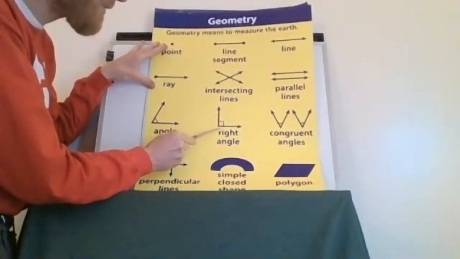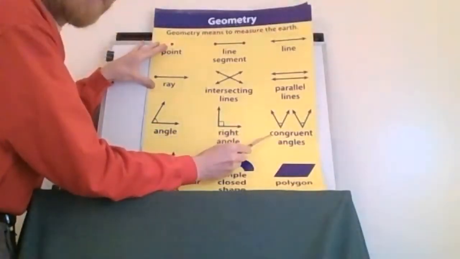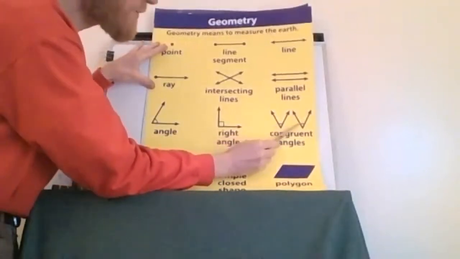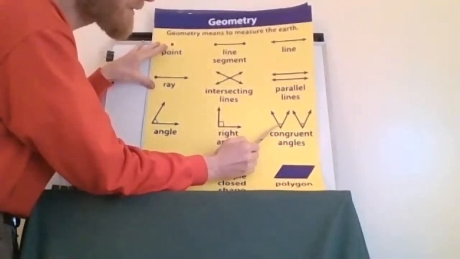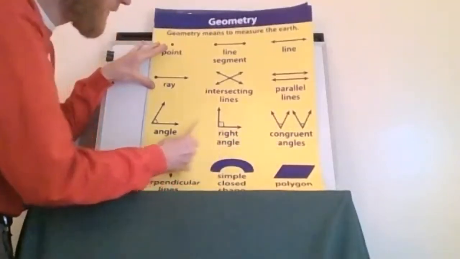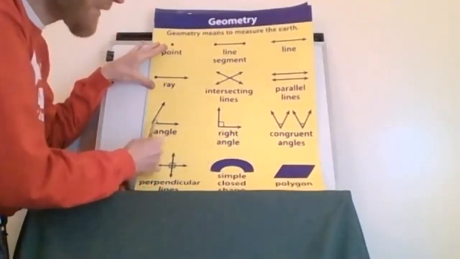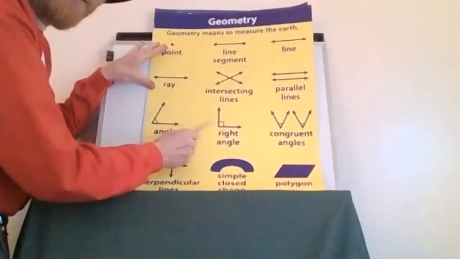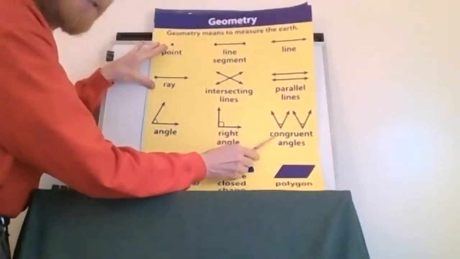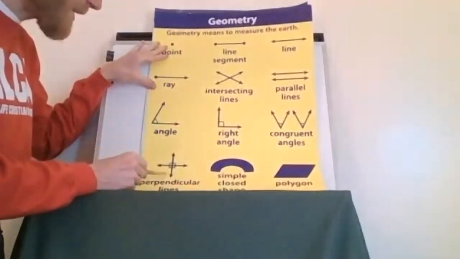Right angle. Congruent angles. There are 2 angles that have the same measurement. They're the same size. Okay? They're the same angle here. You know, like this angle is different than that angle. So those aren't congruent, are they? They're different. But those are the same. They're congruent angles.